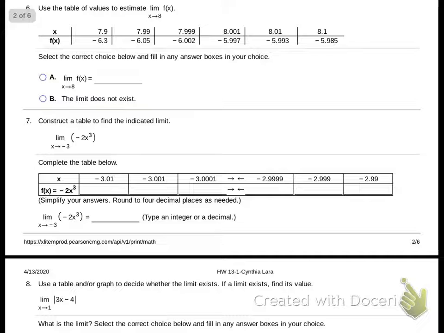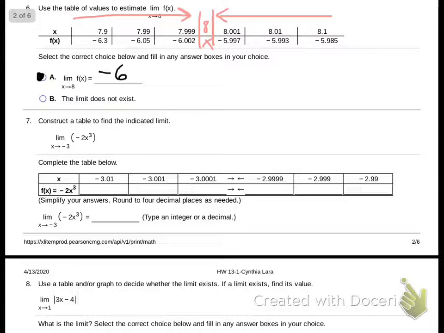Number 6, they give us a table. And so we don't even know what the definition of this function is, but they are asking us getting closer and closer to 8. 8 would be in here, right? And just like the graph, on the left, as we get closer to 8, now again, not touching 8, we don't care about the actual value at 8. Are they getting closer to the same value? On the left, it's getting closer to -6. On the right, it's also getting closer to -6. This is -6. Okay. Number 7.